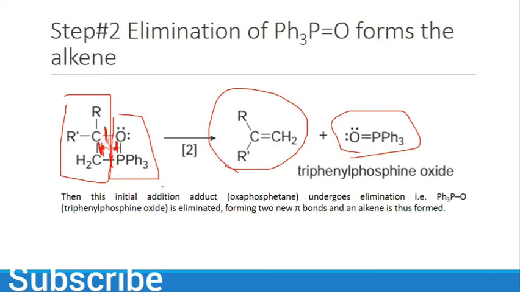So this is a two-step mechanism. In the first step, the Wittig reagent attacks the carbon and the phosphorus attacks the oxygen. Then we have a four-member ring. Afterwards, two new pi bonds form, between oxygen and phosphorus, and between carbon and carbon. And then we have our two products. One is the byproduct, and one is our desired product. So this is the Wittig reaction.